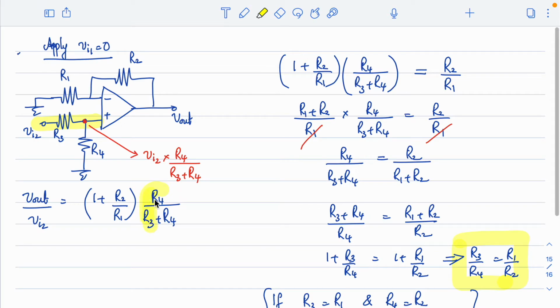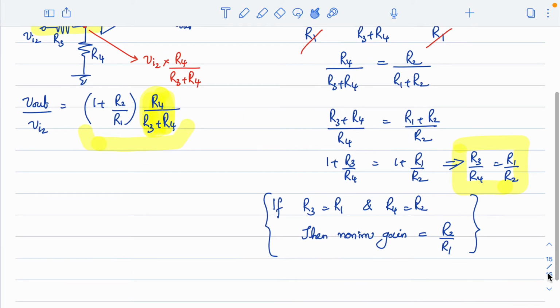So without this term, the gain is equal to 1 plus R2 by R1 if I am directly applying the signal here. But since I am applying the signal through a resistive network, this division part also will come here. That is why we have this additional R4 by R3 plus R4 as the gain. Now the need here is both inverting and non-inverting path should have equal gain. So since this is a gain expression for the non-inverting path, I am forcing this gain equal to R2 by R1, and now that can be done by choosing appropriate value for R3 and R4.